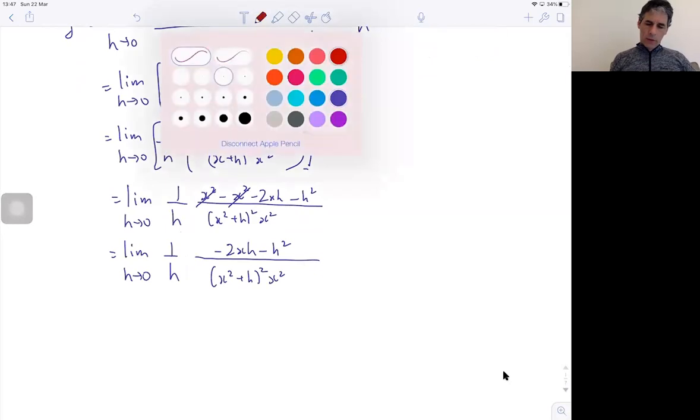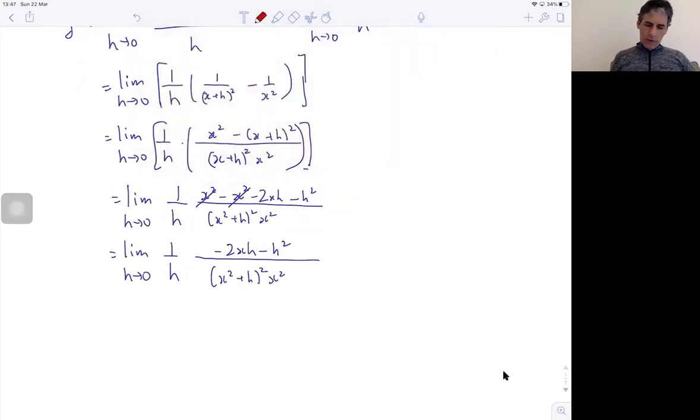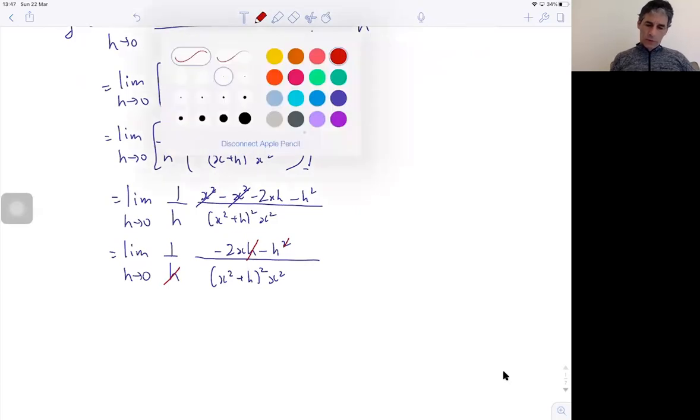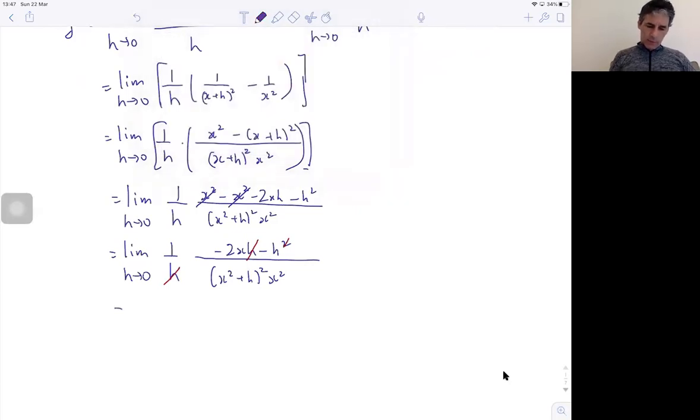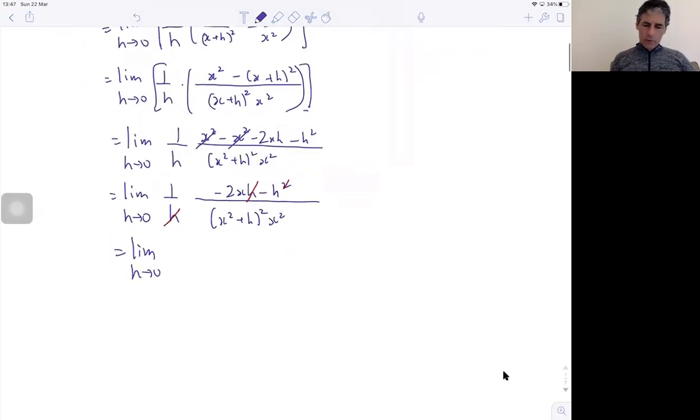Okay, and then now we can cross out this h here with the 1 in the h squared on the top. That leaves us with the limit as h goes to 0 of minus 2x minus h, all over (x plus h) squared x squared. And I can see my little squareds got mutated here. We don't need a squared there. That's my mistake, talking and writing at the same time.